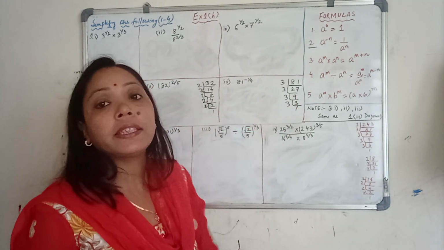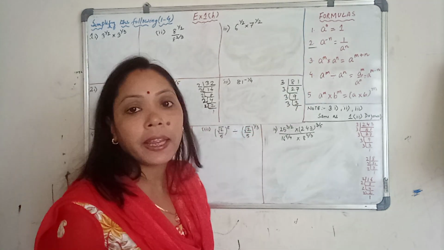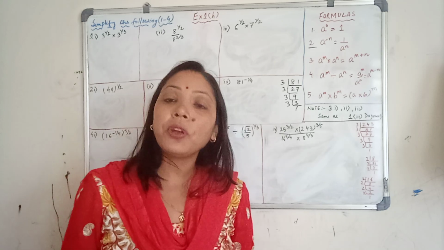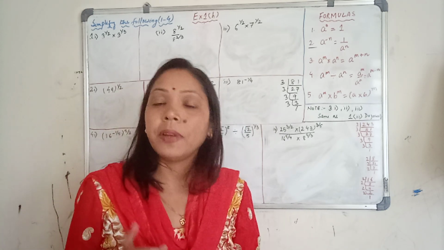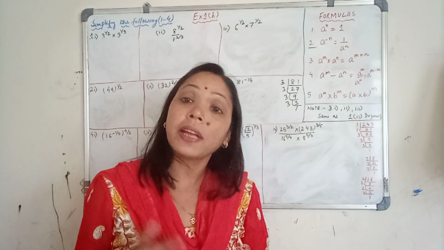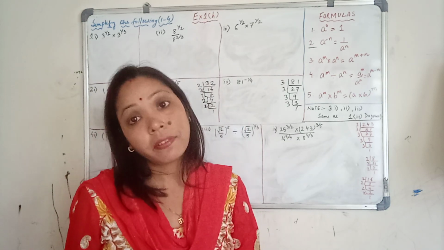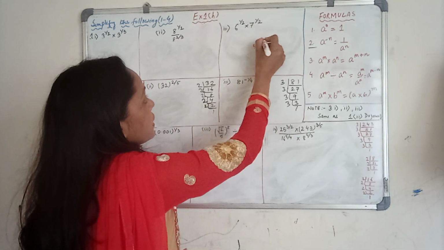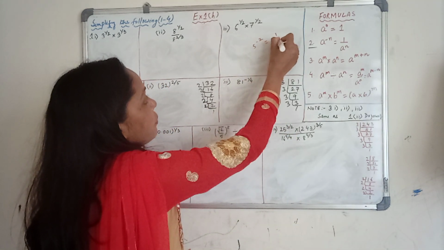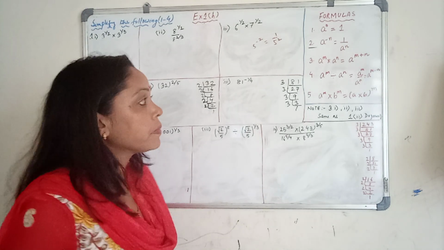Next, a power minus n is equal to 1 by a power n. If any number has a negative power, then you can make it positive by taking the reciprocal. Like, if you have 5 power minus 2, we can write 1 by 5 square.